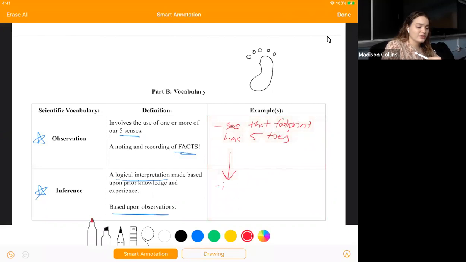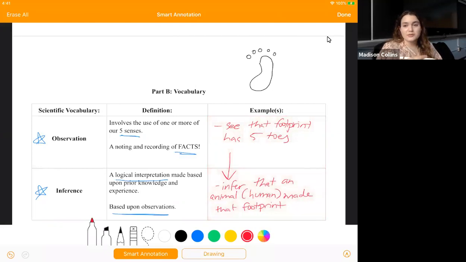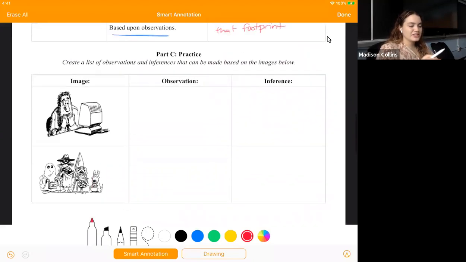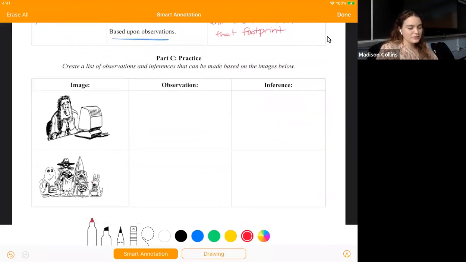Well, what can I infer from that observation? Well, I can infer that an animal, or maybe even a human, made that footprint. Okay, I don't know for sure that an animal or a human made that footprint, but I'm going to infer based on my knowledge of feet and based on my observations that that footprint was caused by an animal, okay? Now we're going to do a few more examples of observations and inferences. So please make sure you're following along with these on your notes, okay?